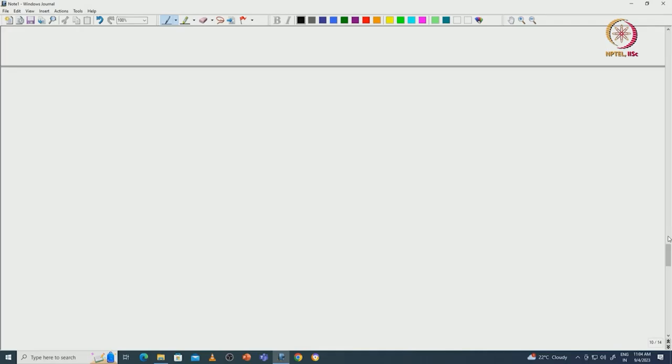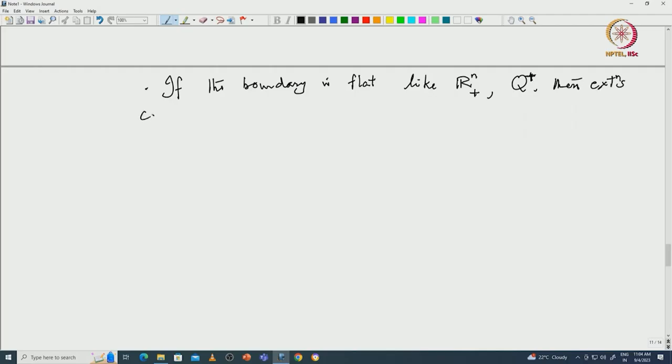If the boundary is flat, things are easy. The problem is when the boundary is curved. If the boundary is flat, like R^n plus, I will not explain, you know these spaces, or Q plus, then extensions can be given by an appropriate reflection. What does that basically mean?